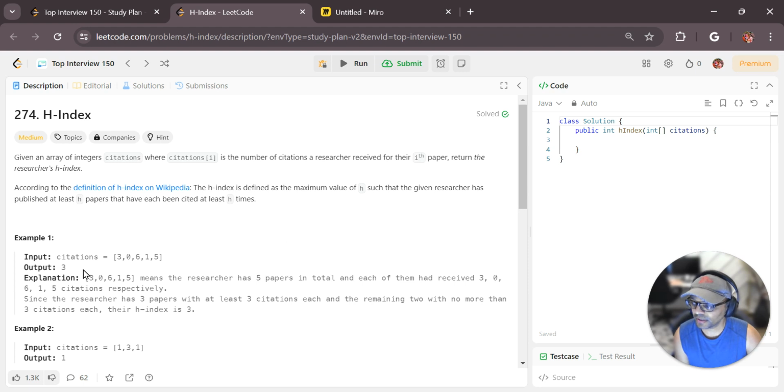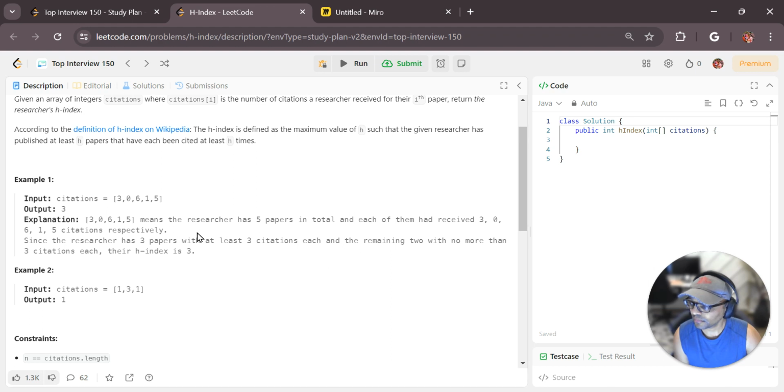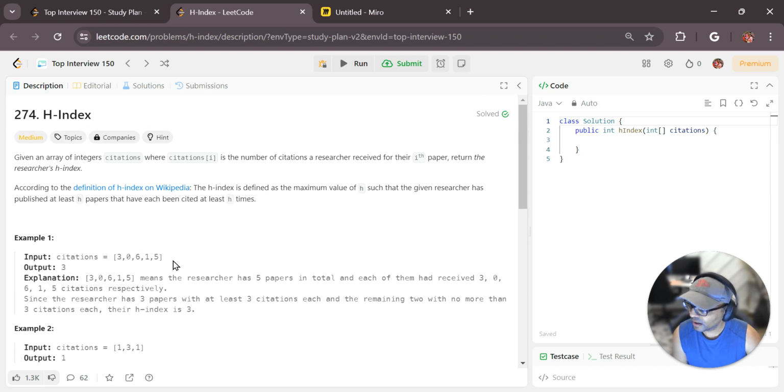So for example, in this case, it is 3 because there are 3 papers, the first one, the third one, and the fifth one, which are cited at least 3 times, right? And the "at least" part is what makes the problem very interesting. Okay, now, yeah, we just talked about that. Let's figure out how to do this.